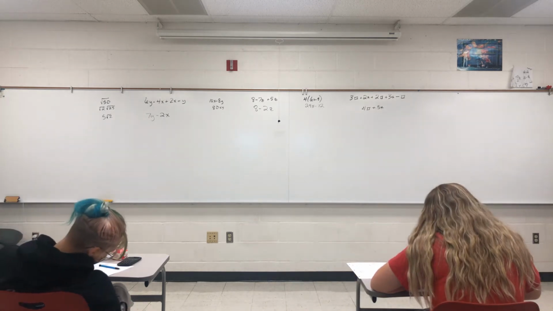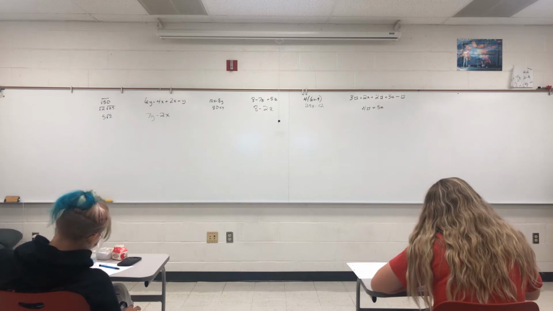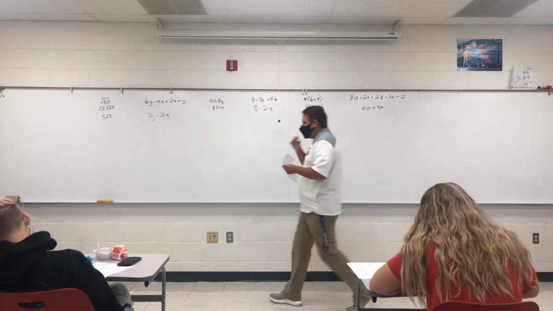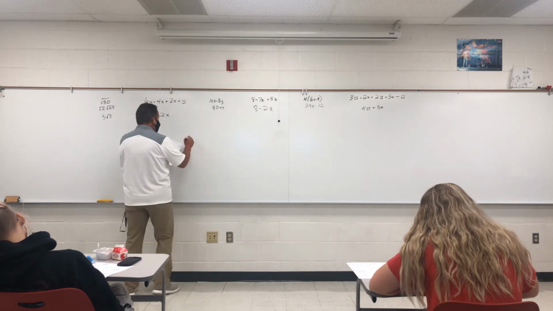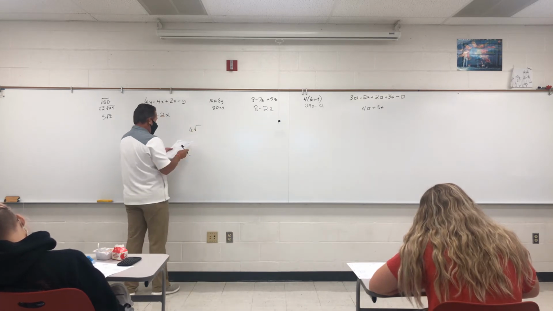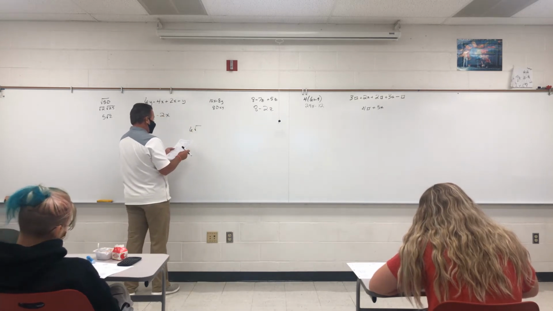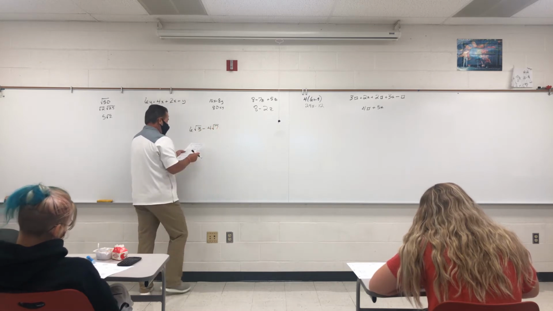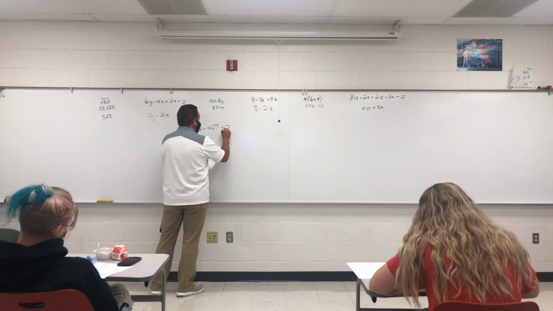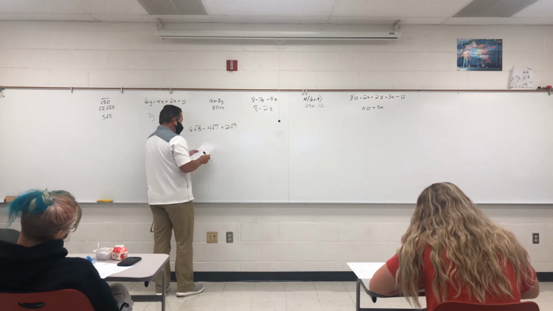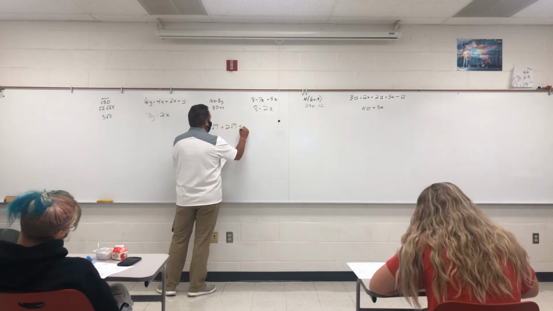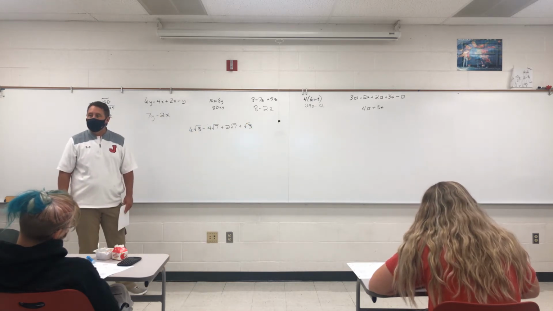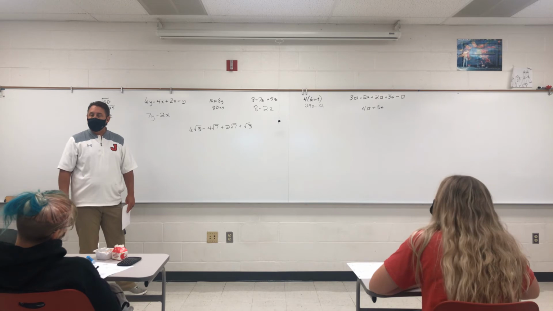Okay? Go down to number 3, the next one down there. Do you guys agree on number 3? We have 6 square root of 3 minus 4 square root of 7 plus 2 square root of 7 plus square root of 3. So if we have that, do we have like terms?